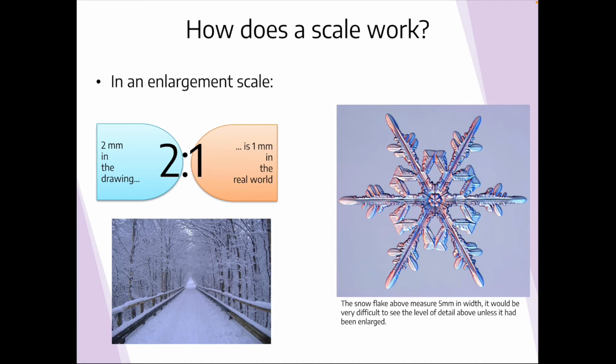Now what we've got as the example here is the snowflake above would measure 5 millimeter in width, and it would be very, very difficult to see the level of detail. So what we would do is we would scale it up, and you can see here that this has been scaled up by a scale of 10 to 1 in order for us to see it. What that means is every 10 millimeters in that image actually is only 1 millimeter in real life.